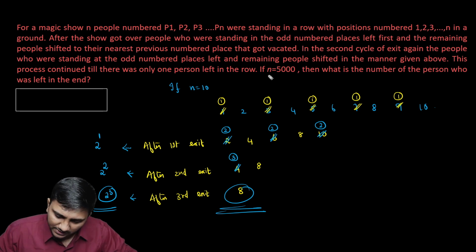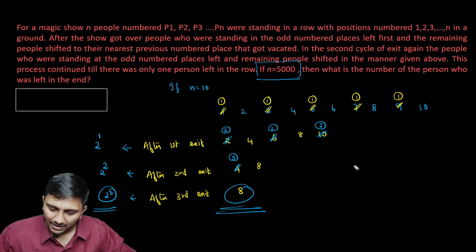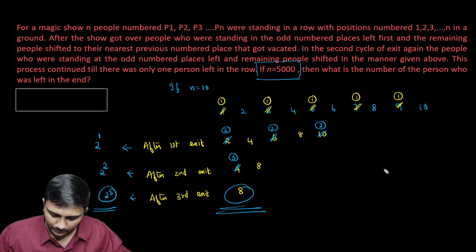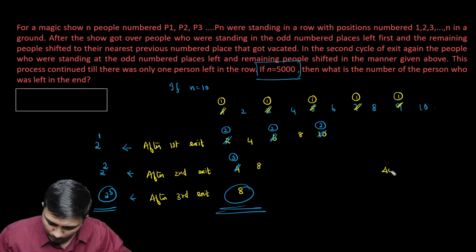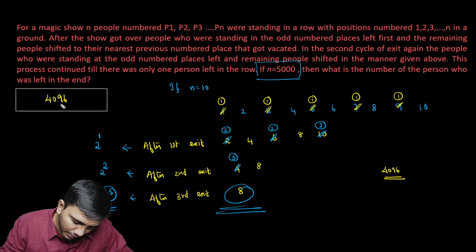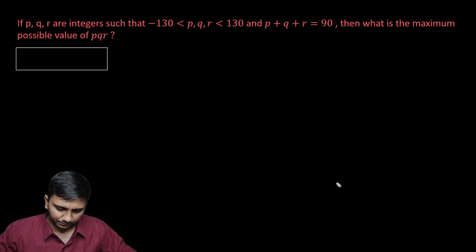Okay, so in this case, when I have n as 5000, I'll have to just find the highest power of 2 that is there within that range. The highest power of 2 that is less than 5000 is 4096. So 4096 is the one that is going to stay back. Let's go to the next question.